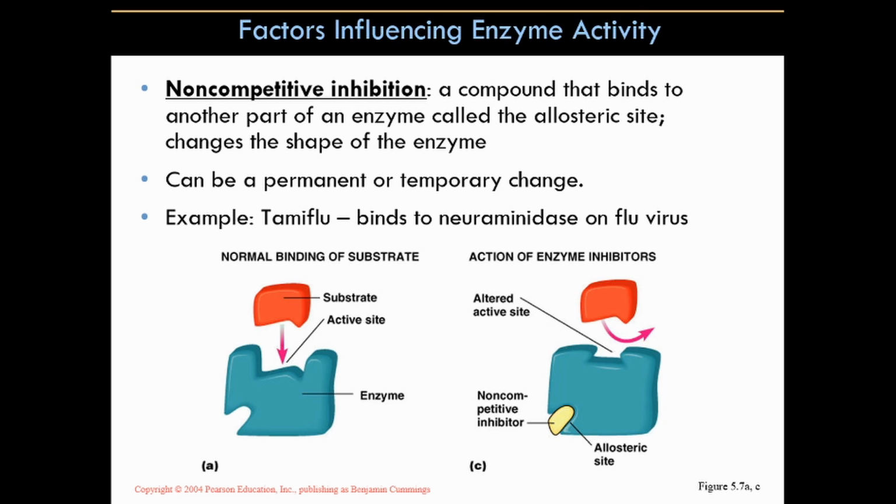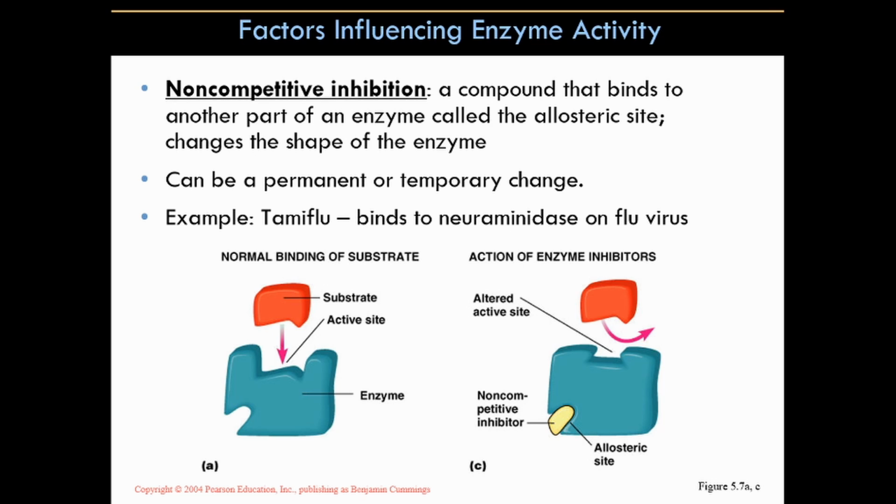Non-competitive inhibition. So now we don't have anything that's competing, and it sounds so nice, like everybody gets along. It's non-competitive, a beautiful thing, but no, it's not at all. In non-competitive inhibition, a compound binds to another part of the enzyme, and that other part is called the allosteric site. In fact, that's what allosteric means: another place. So there's another spot in the enzyme.